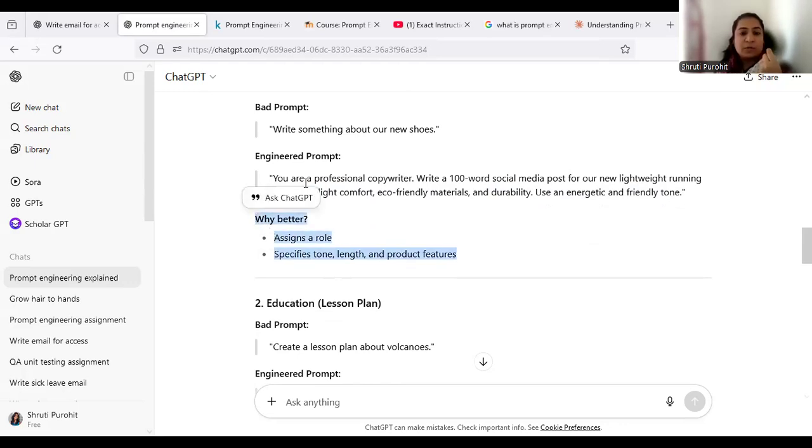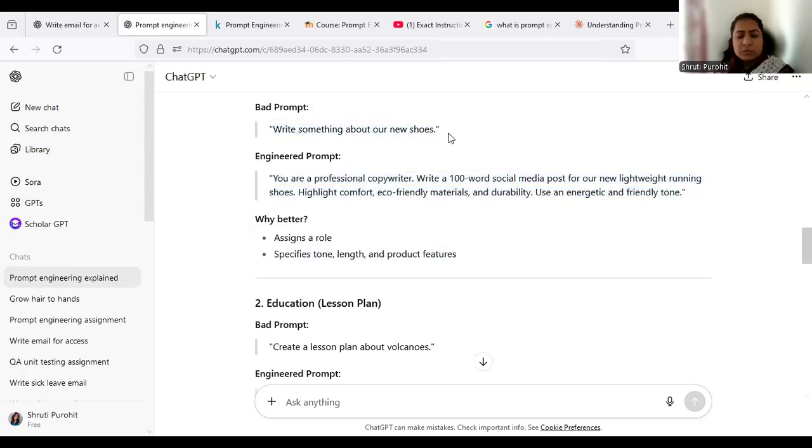Okay, why is this particular prompt better? Because you mentioned the role: you are a professional copywriter. Specific tone, we have mentioned that the output should be energetic and friendly. Length, we mentioned that it should not exceed more than 100 words. Product features, we also mentioned what kind of product, new lightweight running shoes, comfortable, eco-friendly. So this is better. So AI will understand this particular prompt better than the other one.